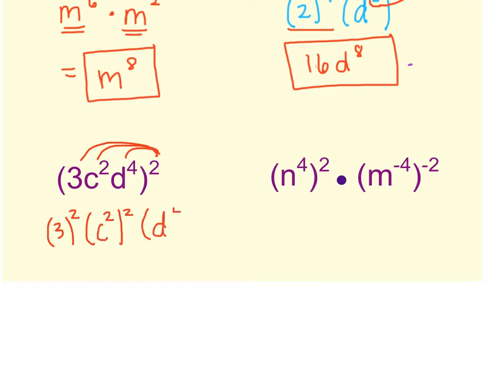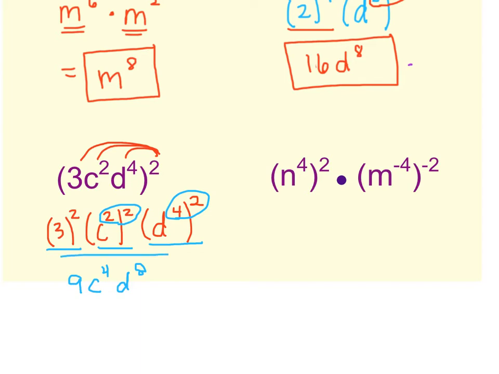So all I'm doing is taking each piece inside the parentheses and squaring it. And then you just go left to right and simplify one at a time. So 3 squared is 9. C to the 2nd squared, so there's that power to a power. You multiply those and you get c to the 4th power. And then d to the 4th squared, we're going to multiply that and get d to the 8th.